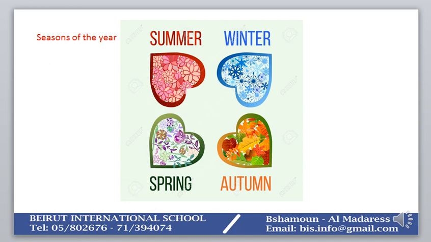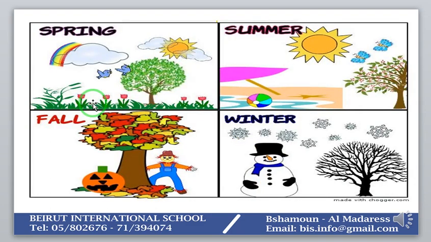Seasons of the year. We have 4 seasons. Let's see. Summer, winter, autumn, spring. So many changes occur in each season. Look, this is spring season. We can see the birds flying and we can hear them singing too. Look at the rainbow. Look, flowers in bloom, and you can see the bee eating from the flower to give us honey.